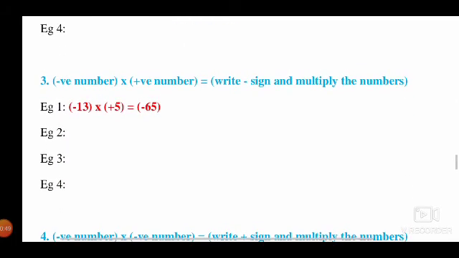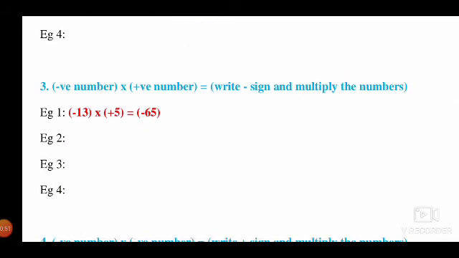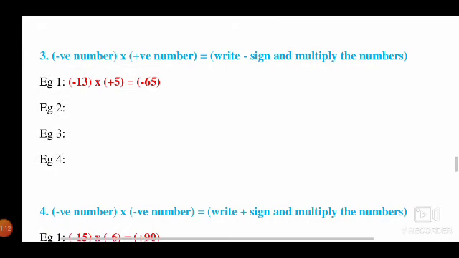Now for the third rule, a negative number should be multiplied with a positive number. So we have to write minus sign and multiply the numbers. For example, minus 13 into plus 5. So we have to write minus sign, and 13 into 5 is 65. So minus 65 is the answer.